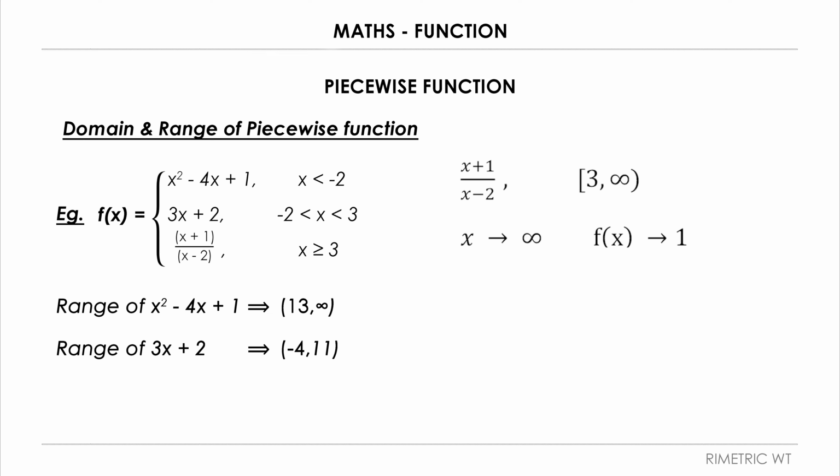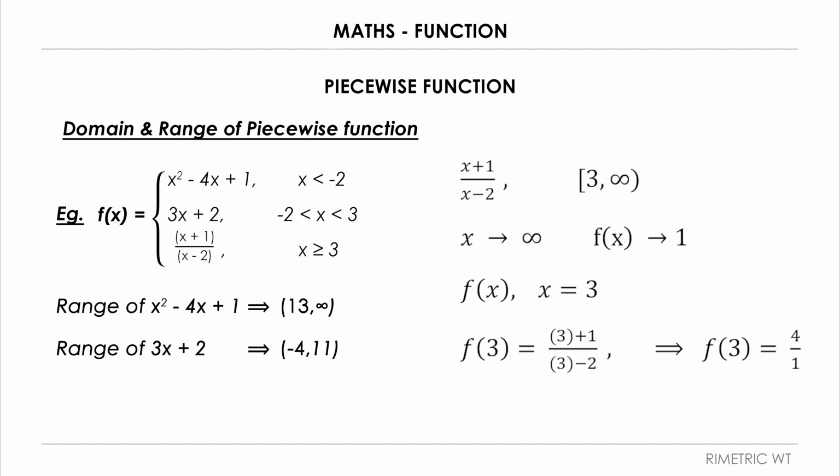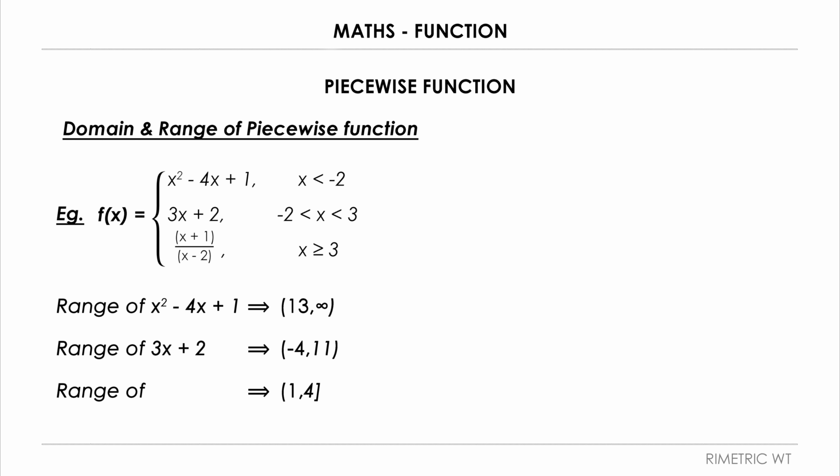All right, now let's see the value of f of 3. When x is 3, f of x will be 3 plus 1 over 3 minus 2, which results in 4 over 1, which is 4. Therefore, the range of the third condition will be 1 in open interval up to 4 in closed interval. And this happens to be a subset of the range of the second condition, -4 up to 11 in open interval.